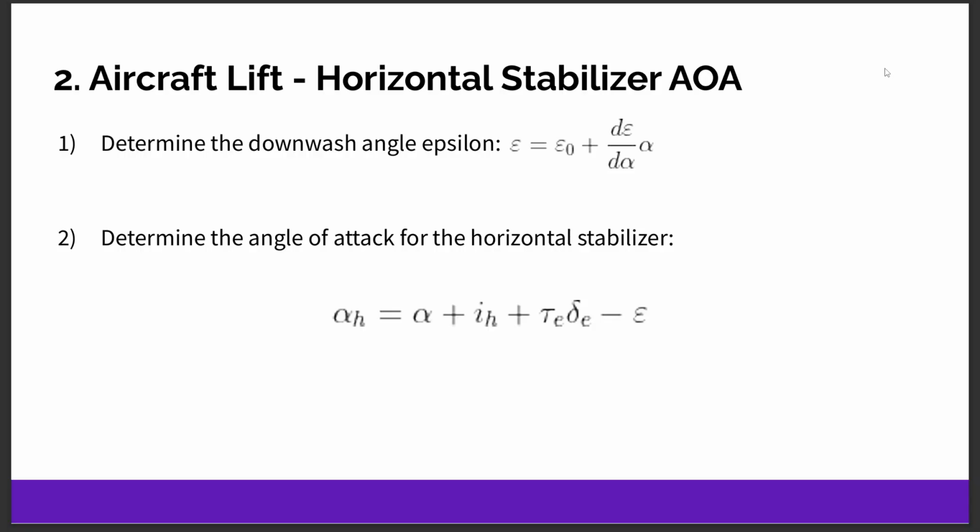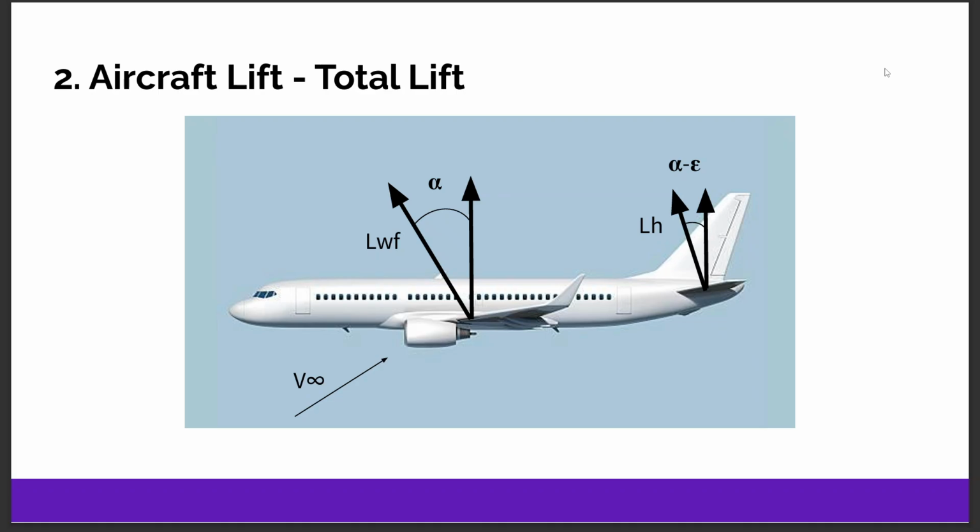So the elevator's effectiveness is essentially a measure of how much of a change in alpha you're going to get for a change in delta E, and this is your tau E in the equation. So the next thing that we need to do is to compute the total lift for the aircraft, that is the lift of the main wing and the lift of the tail. If you wanted to be precise, you would have to take into account alpha in the scalar equation. Basically, you're going to be computing a scalar equation for the total lift of the aircraft.